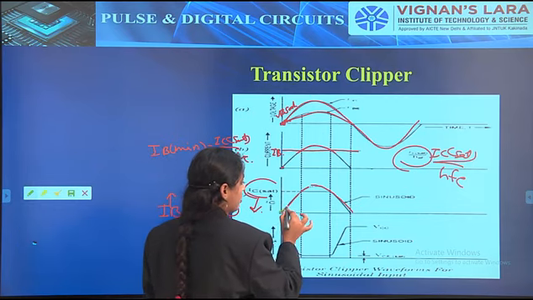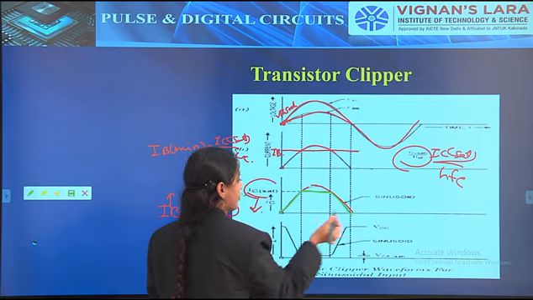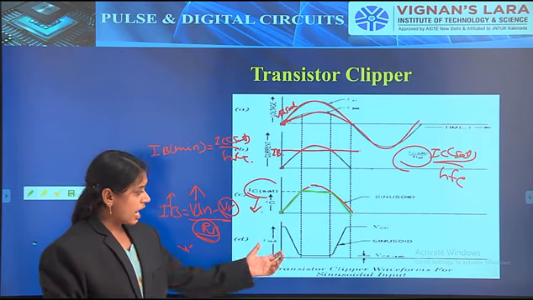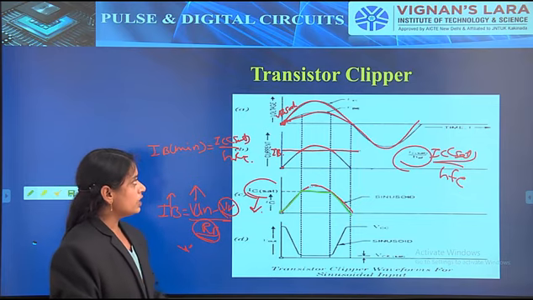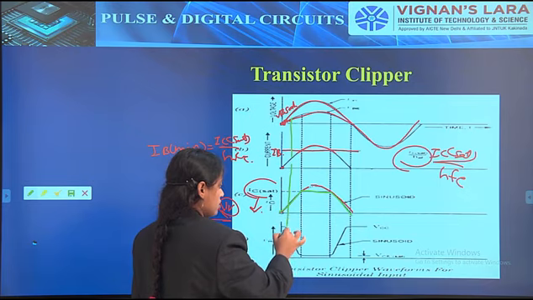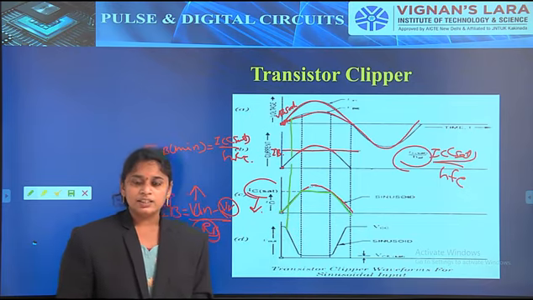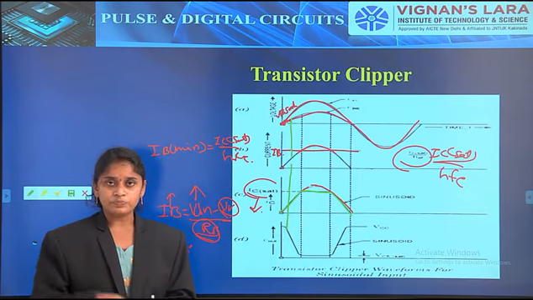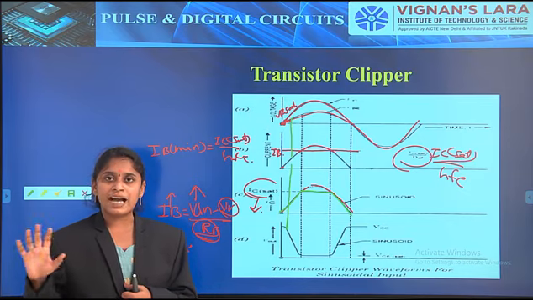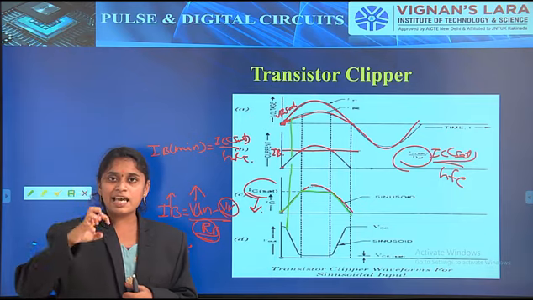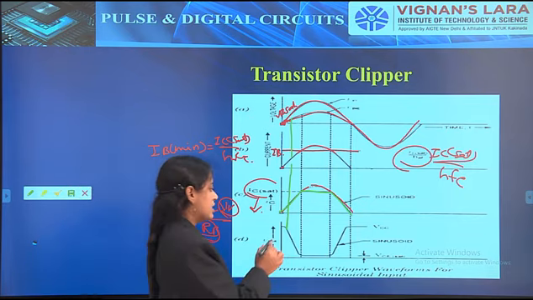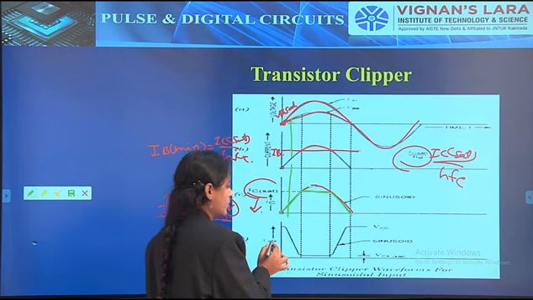So the output will be produced up to IC sat, and above IC sat we don't produce any signal. And finally, this is the output condition we have to observe: up to VBE sat, this is the VBE sat level, the transistor is in off condition. When the transistor is in off condition, the maximum output, that is the DC output VCC, will be present at the output side.